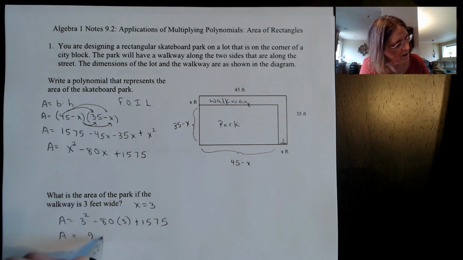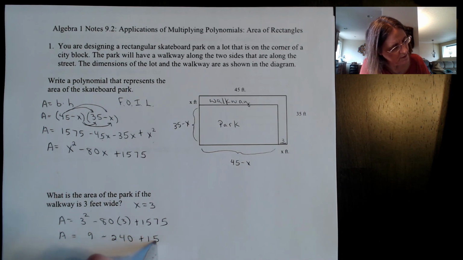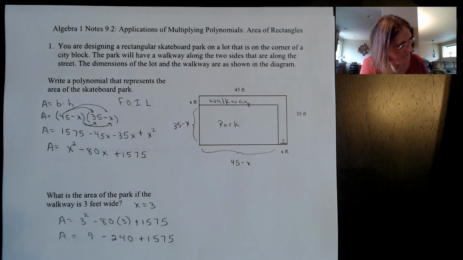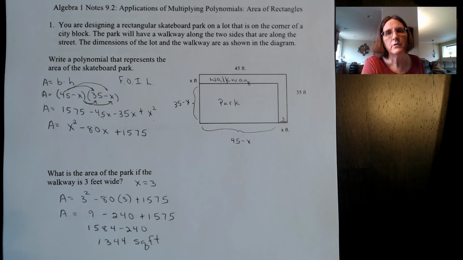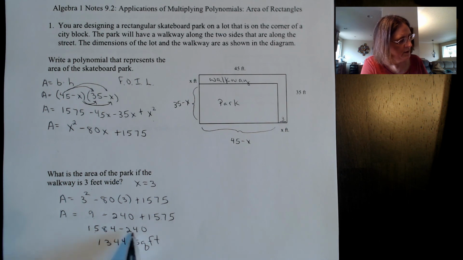So we have 9 minus 240 plus 1575. So we add these together. We get 1584 minus 240, and that comes out to be 1344 square feet. Move that up so you can actually see that. We had 1584 minus 240 is 1344 square feet.